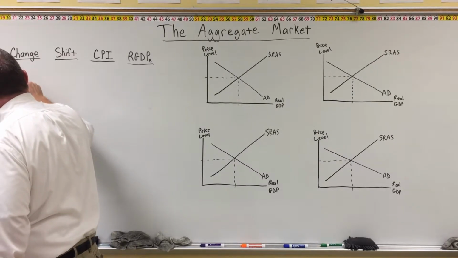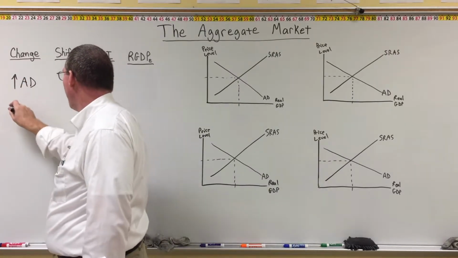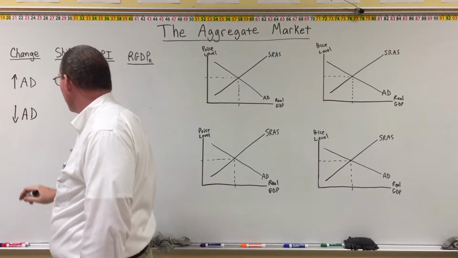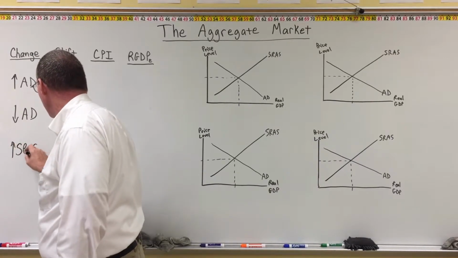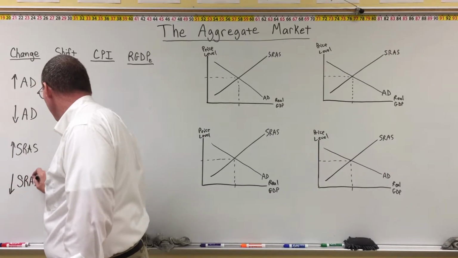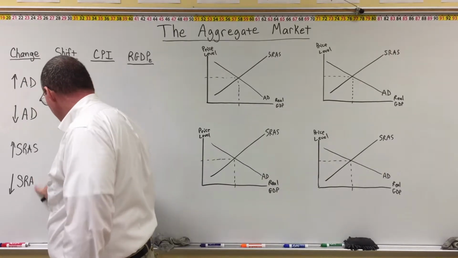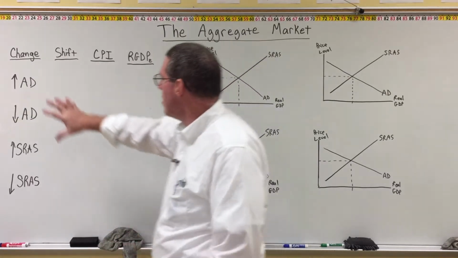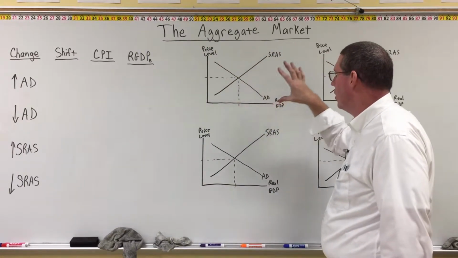So what we're going to look at here is what happens when there's an increase in aggregate demand. We're going to look at what happens when there is a decrease in aggregate demand. We're going to look at what happens when there's an increase in short-run aggregate supply. And we're going to look at what happens when there is a decrease in short-run aggregate supply. Now, the first thing you need to understand is, what does each one of these four changes look like on the aggregate market graph?